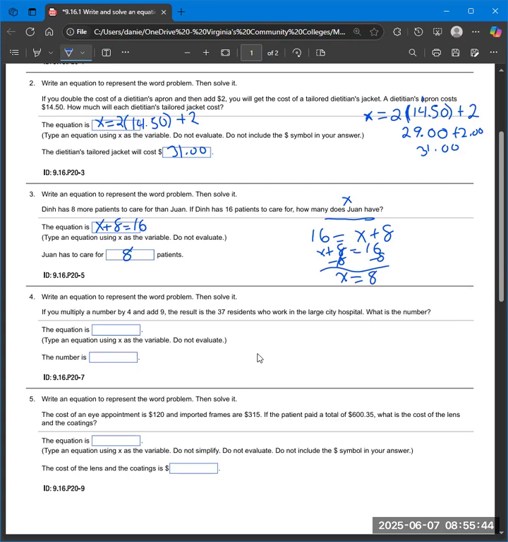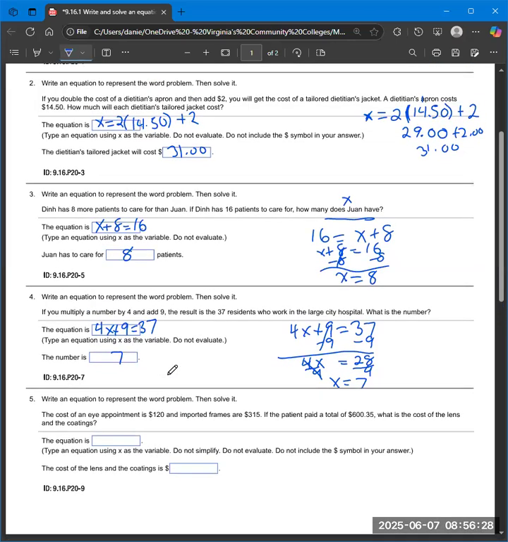If you multiply a number by 4 and add 9, using x as the variable, so 4 times x plus 9, the result is 37. What is the number? So 4x plus 9 is equal to 37. Subtract 9 from both sides to isolate our variable. 4x is equal to 28. Divide both sides by 4 to solve for our variable x. 28 divided by 4 is 7.